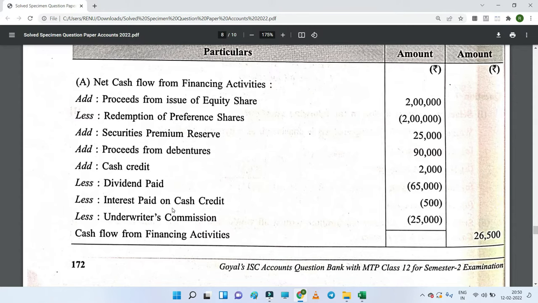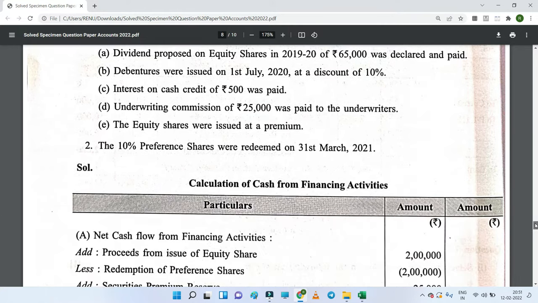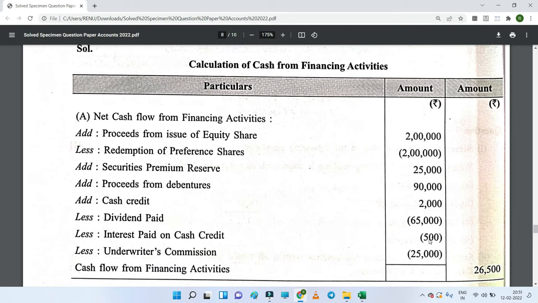Then we have interest paid on cash credit. Here interest on cash credit of 500 was paid. As this amount is going out of the firm, this is an outflow of cash. Paid means it's an outflow, so that 500 must be deducted.